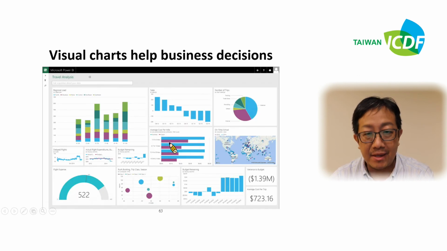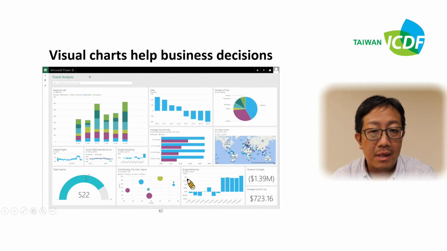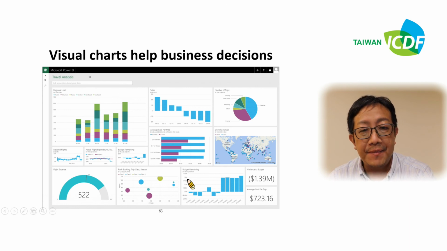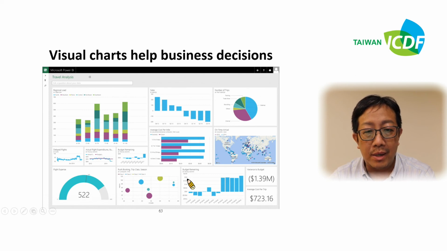These are examples of visual charts that help the business division. You can see the bar here, the pie charts here, and sometimes we call it business intelligence because it's really easier and friendlier for people on the sales or finance side to read and understand.